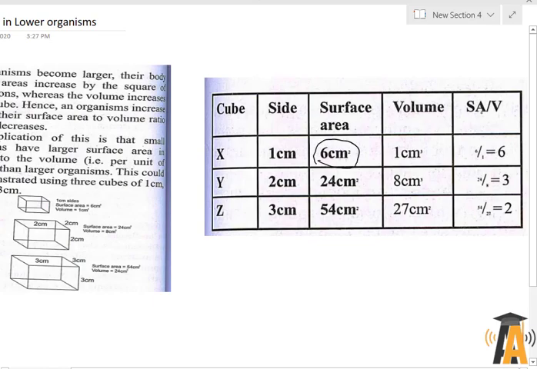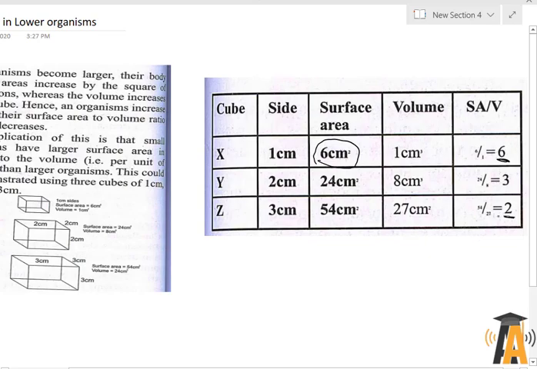But the surface area to volume ratio is 6. While for Z, which has the largest surface area, 54 centimeters square, now look at the surface area to volume ratio. It is 2. So this tells us that the smaller the organism, as in X here, the larger the surface area to volume ratio, 6. And the larger the organism, for example Z, the smaller the surface area to volume ratio, 2.